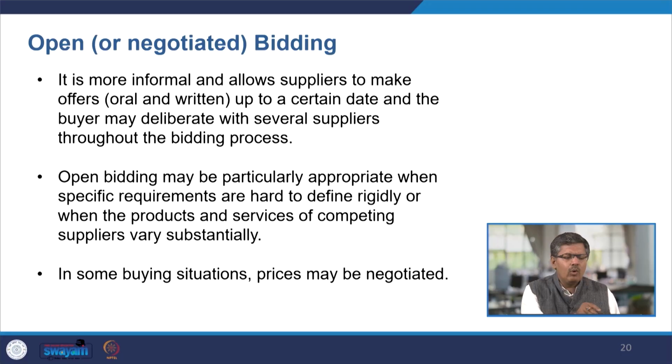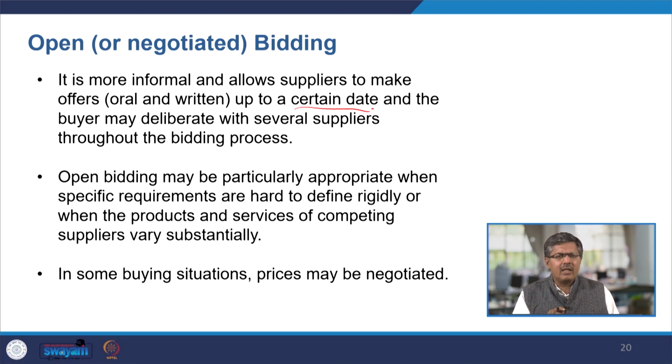Okay. The other kind of bidding is open or negotiated bidding. Some things which cannot happen through closed bidding, it is better to go for open bidding, and this is largely used by private companies. What happens here is it is more informal and allows suppliers to make offers up to a certain date, and the buyer may deliberate with several suppliers through the bidding process.